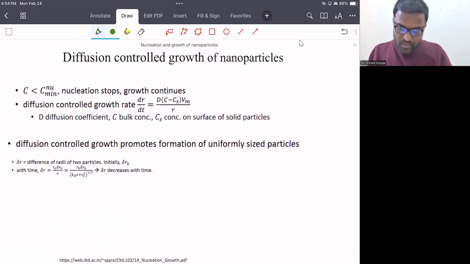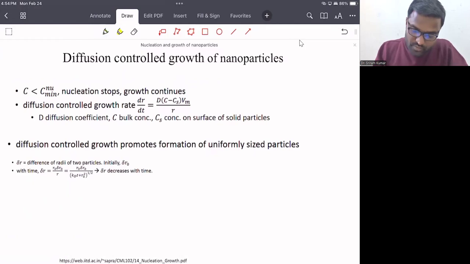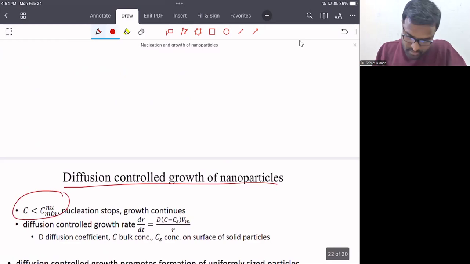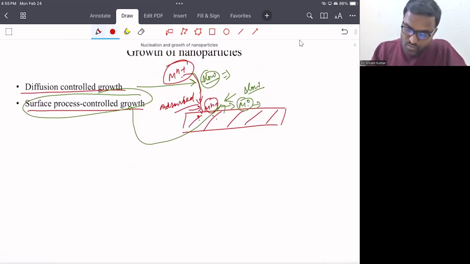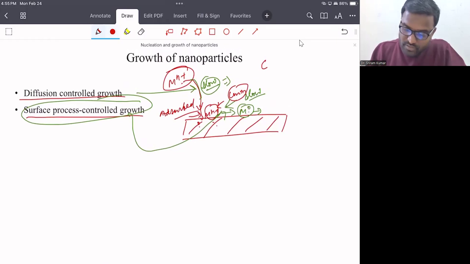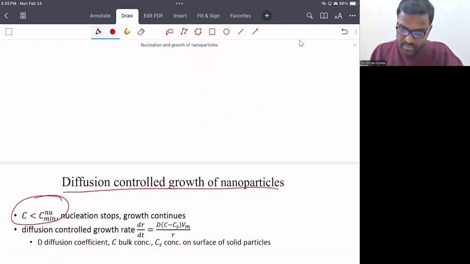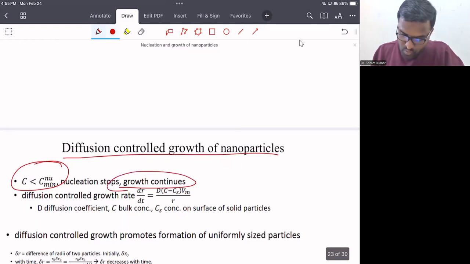Now let's understand each process one by one. Let's first consider the diffusion control process. What happens here is this condition: C is the bulk concentration, and C minimum is the concentration required for the nucleation process. If the bulk concentration is less than C minimum for nucleation, there is no further nucleation, and only the growth process happens.